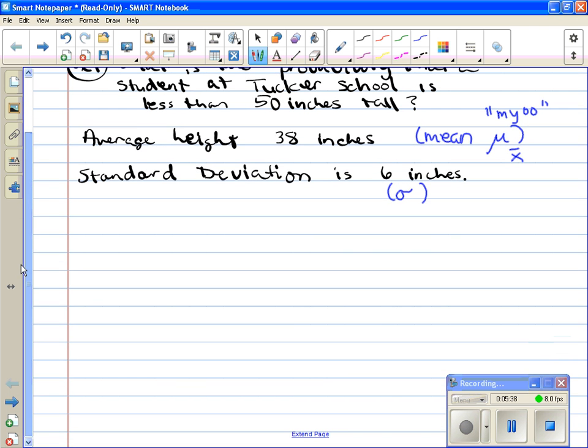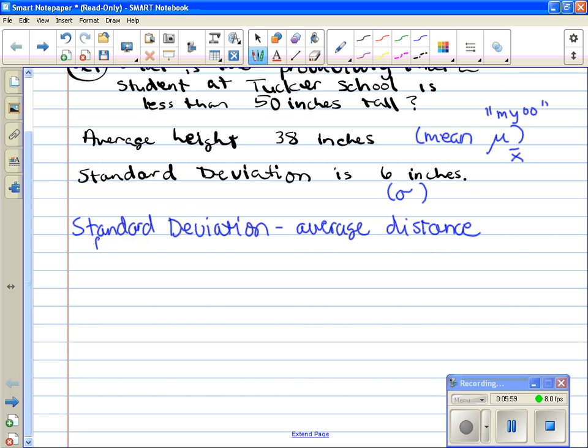Standard deviation goes with something like this. Let's make a little vocabulary box. Standard deviation is basically telling you the average distance from the mean. I'm going to go into a little more explanation. It's the average distance from the mean.